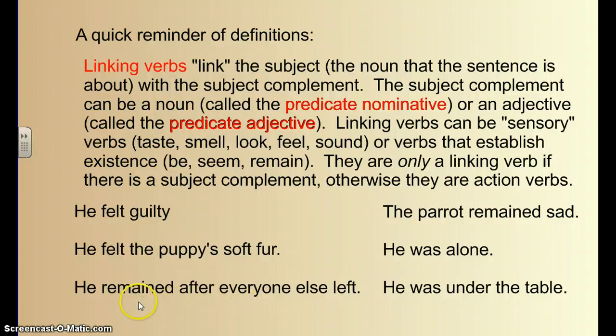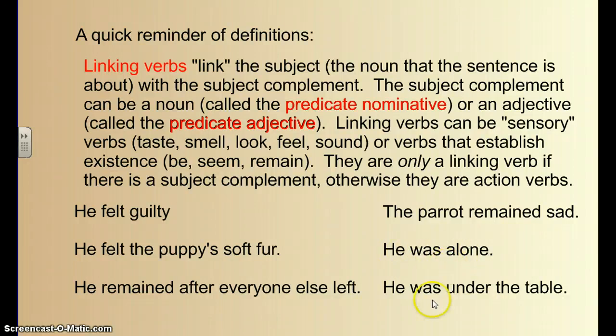In this sentence, he remained after everyone else left. Remained is an intransitive verb. After everyone else left is just explaining when he remained, but he remained is the simple sentence, okay? It's not linking him to anything else. The parrot remained sad. In this case, remained is actually a linking verb because the parrot equals sad. He was alone. In this case, he equals alone.